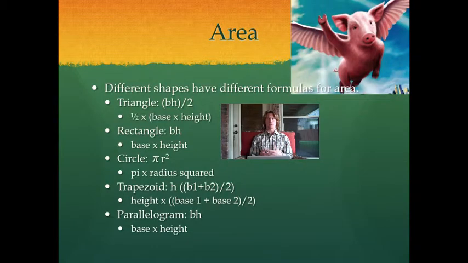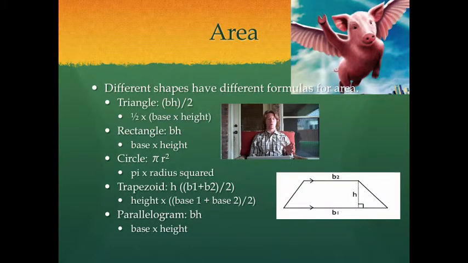As you can remember from our lessons on area, different shapes have different formulas for area. A triangle is its base times its height divided by 2. A rectangle is its base times its height. A circle is pi times its radius squared. A trapezoid, which we won't work with in this program, is going to be its height times, in parentheses, its base 1 plus its base 2, over 2. And the parallelogram, which we also won't work with, is just its base times its height.